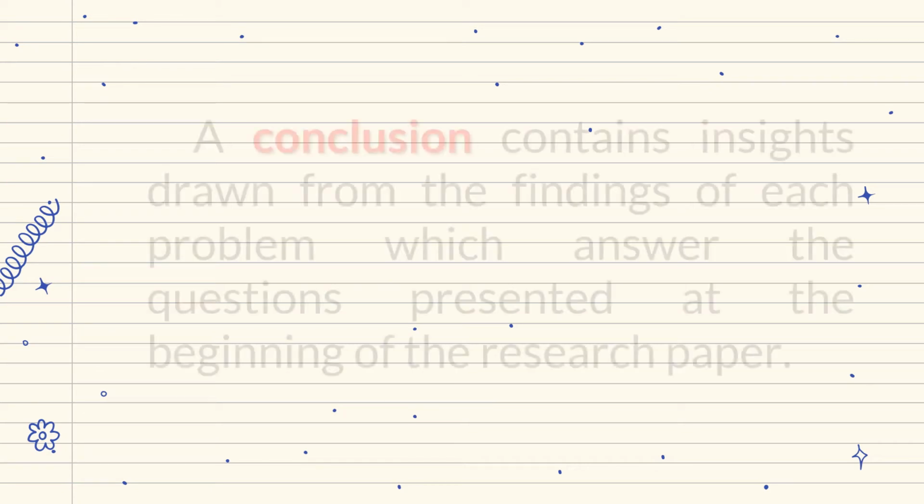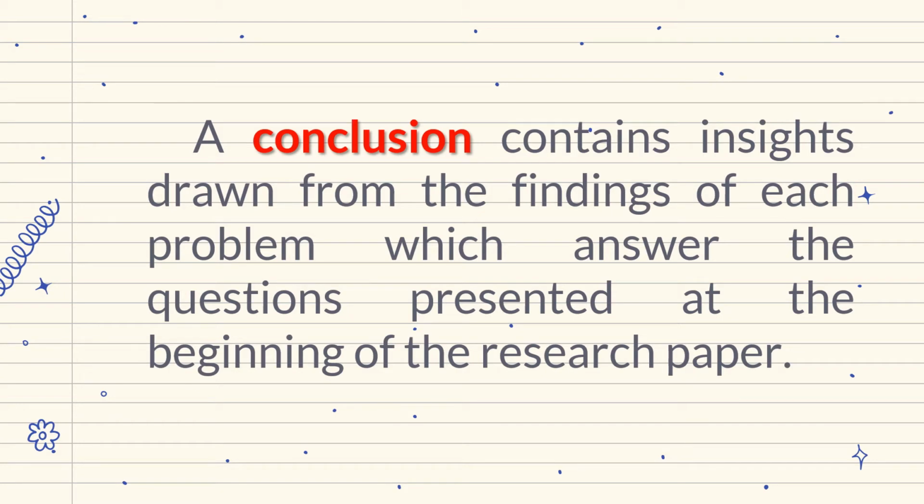At this point, the researcher has the chance to leave an important and lasting note to his readers, like in a story that makes the readers understand the reasons why the villain is the way he is, or the protagonist understanding his or her purpose. A conclusion contains insights drawn from the findings of each problem, which answer the questions presented at the beginning of the research paper.